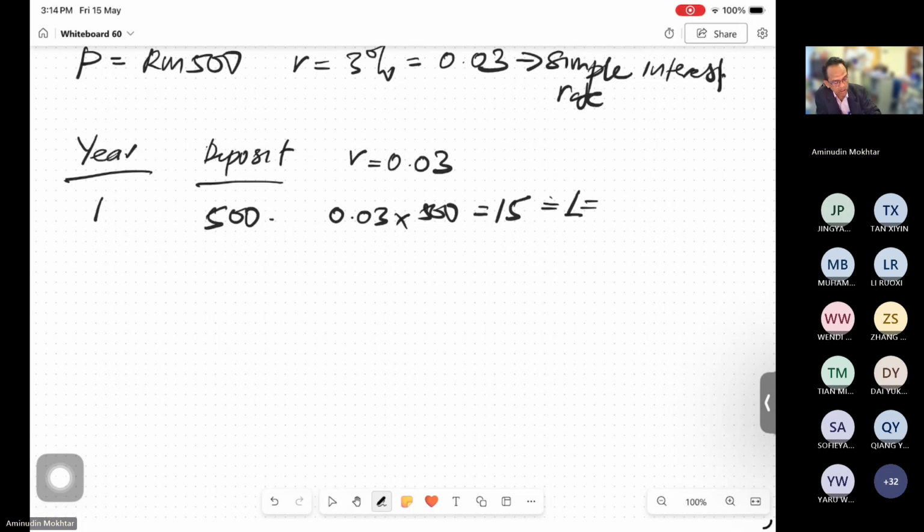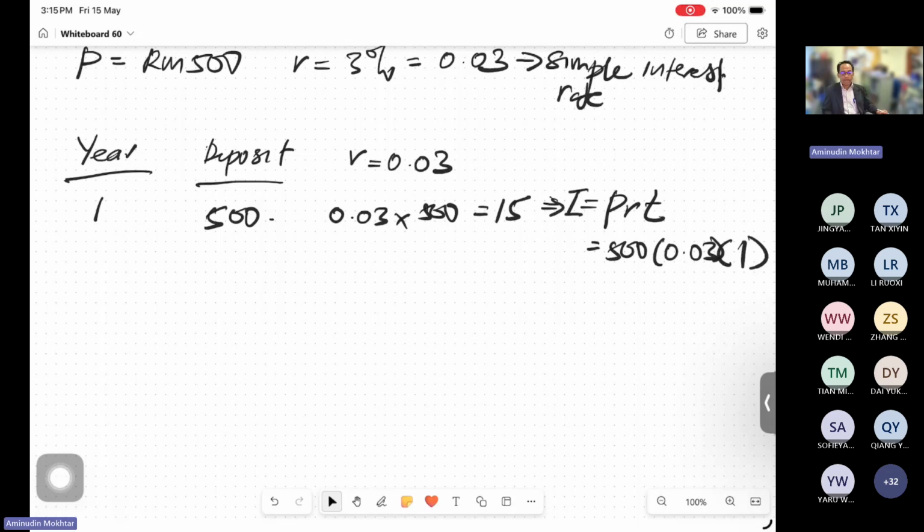I equal to PRT. In this case, the P is 500, R is 0.03, T number of year is 1. So the answer is 50. That happened for simple interest rate. The interest rate is calculated based on the original deposit. So let's say now assume that we want to know what happened at year 2.